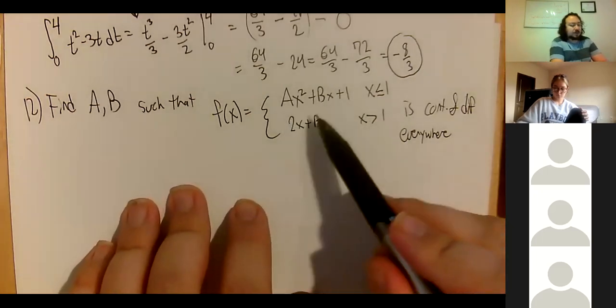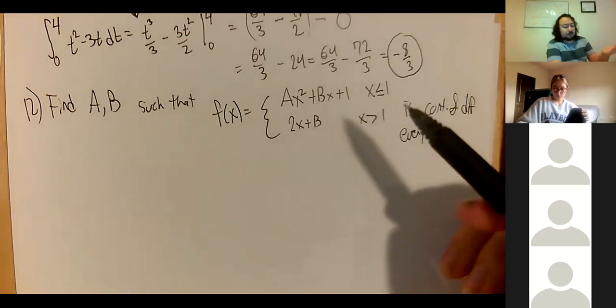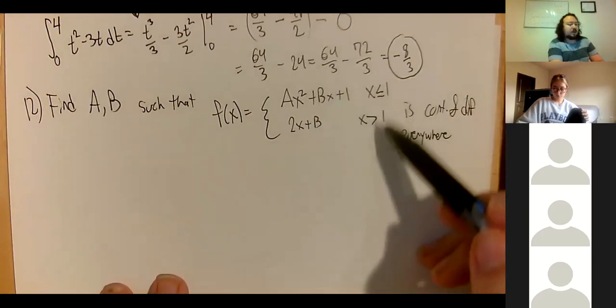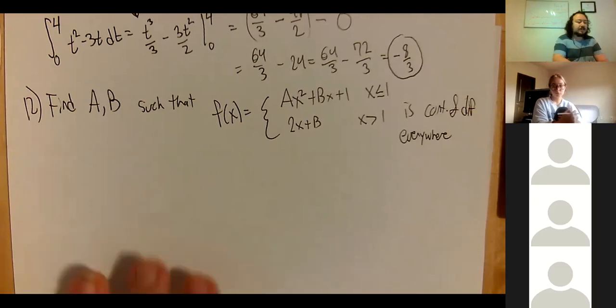Now, this is just a polynomial on either branch, so it's going to be continuous and differentiable no matter what we pick for a and b away from 1. But when these two functions meet at 1, there's a possibility they wouldn't be continuous, or they could meet at the same point but have a sharp corner that would cause them to not be differentiable. So it's really at this threshold of x equals 1 where stuff can go awry.